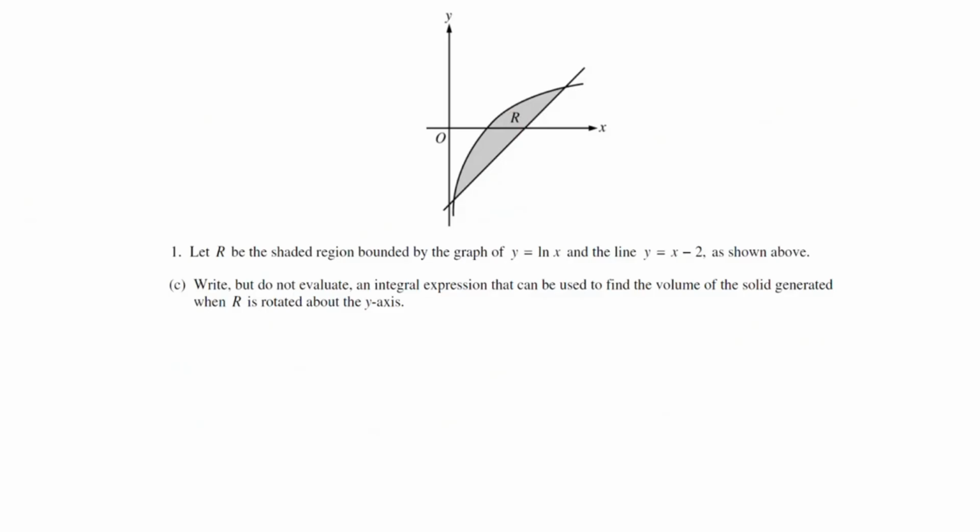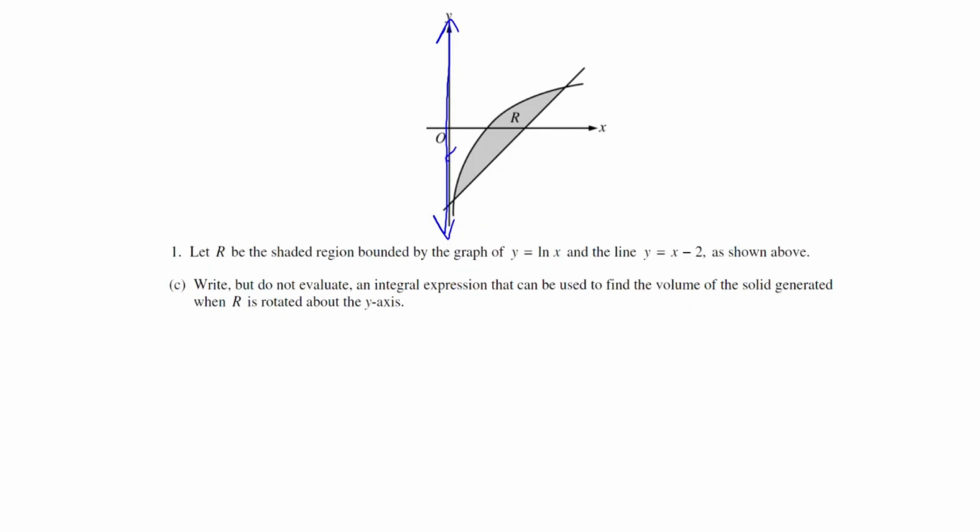Here in part C, it wants us to write but not evaluate an integral expression that we could use to find the volume of the solid if R is rotated around the y-axis. So if we're going to go around the y-axis, we want to probably do a washer cross-section, but we're going to do it in terms of y, right?